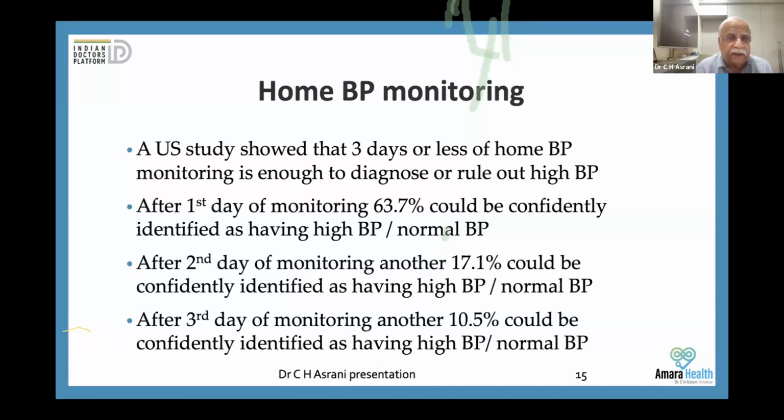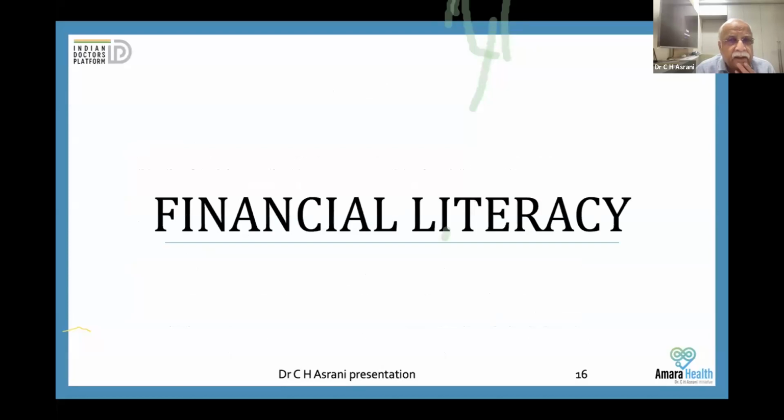And if it is possible, what we do in our clinic, we calibrate our machines every 6 months. So if a patient buys an electronic machine, we check it with our machine whether it is equal or approximately equal or not. This is so much about BP. Some questions are there.